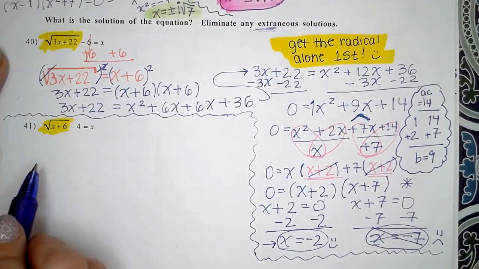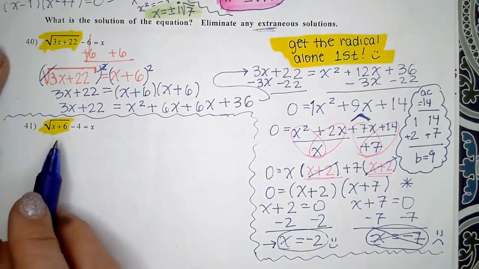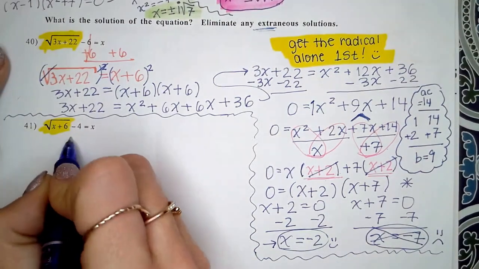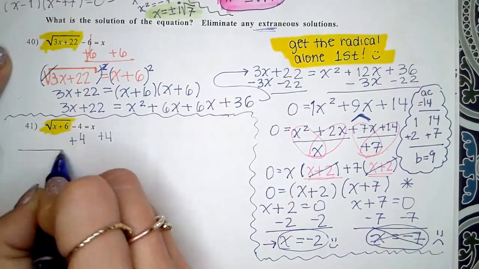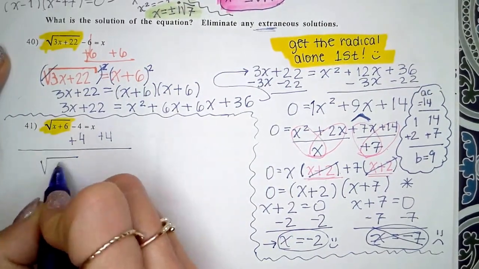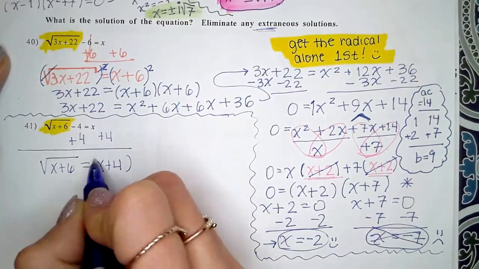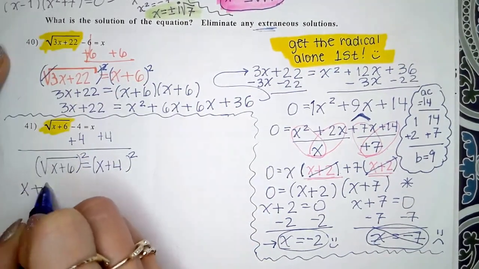If you want to press pause and try the next example now, you could continue watching when you are done solving it yourself, or if you get stuck. I'm going to go ahead and solve it now, though. So plus 4, we want to get the radical alone first. That gives me the square root of x plus 6 equals x plus 4. I'm going into less detail, and we'll square both sides. On this side, I get x plus 6.